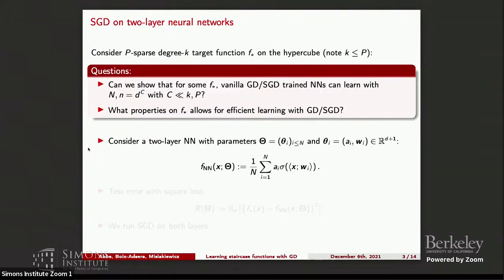Here, what do I mean by vanilla GD or SGD trained neural networks? We take the simplest neural network, the two-layer neural network with N neurons and parameters theta i, with a i a scalar and w i a vector in R^D. w i is the first layer weight and a i is the second layer weight. Just notice that here I normalize by 1 over N, so this is the mean field normalization. We consider a test error with square loss and we'll run SGD on both layers. So nothing more, no black box, no dark magic.